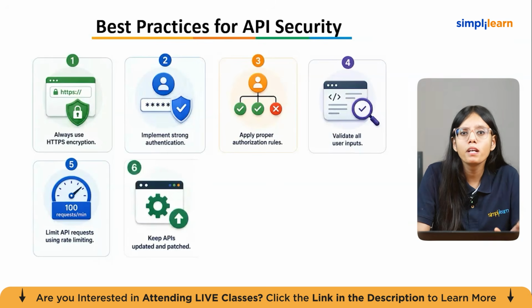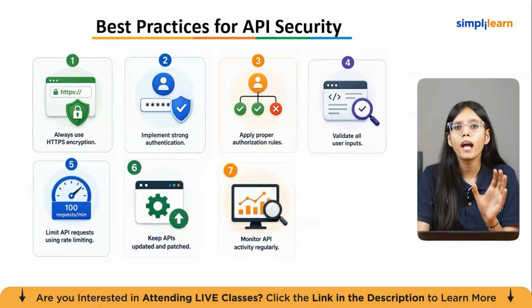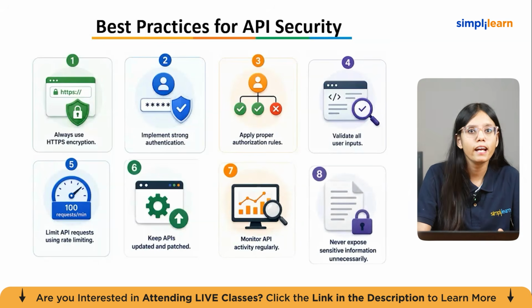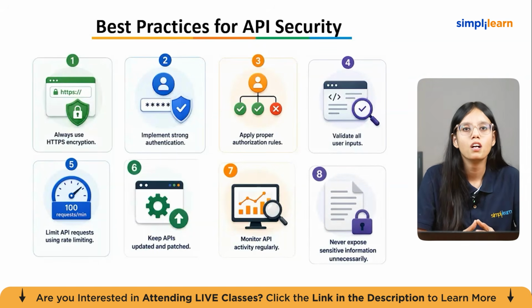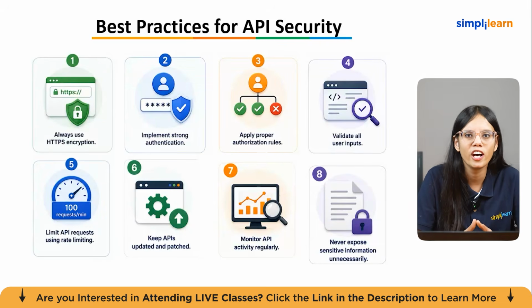Sixth, keep APIs updated and patched. Seventh, monitor API activity regularly. And the 8th point, never expose sensitive information unnecessarily. So, these were some of the best practices for your API security.